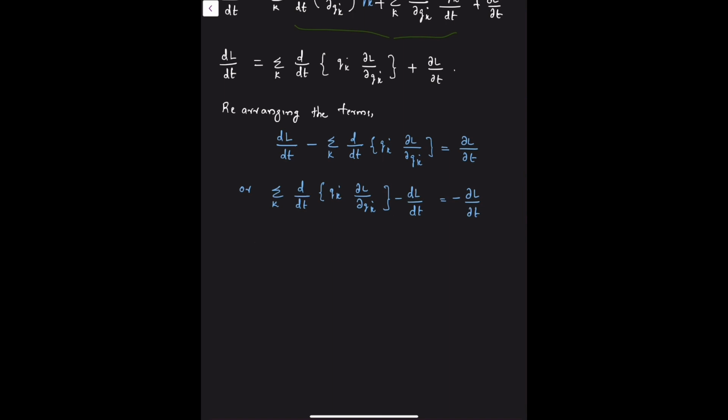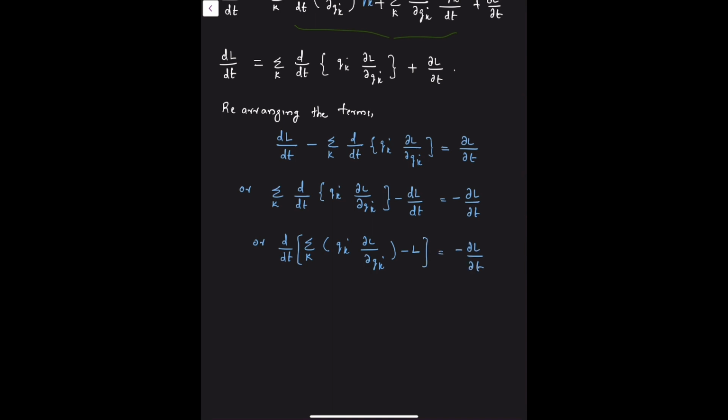Now, in the first two terms, we can take d/dt outside the summation. That is d/dt of sum over k of qk dot ∂L/∂qk dot minus L, with a common bracket. That is equal to minus ∂L/∂t.